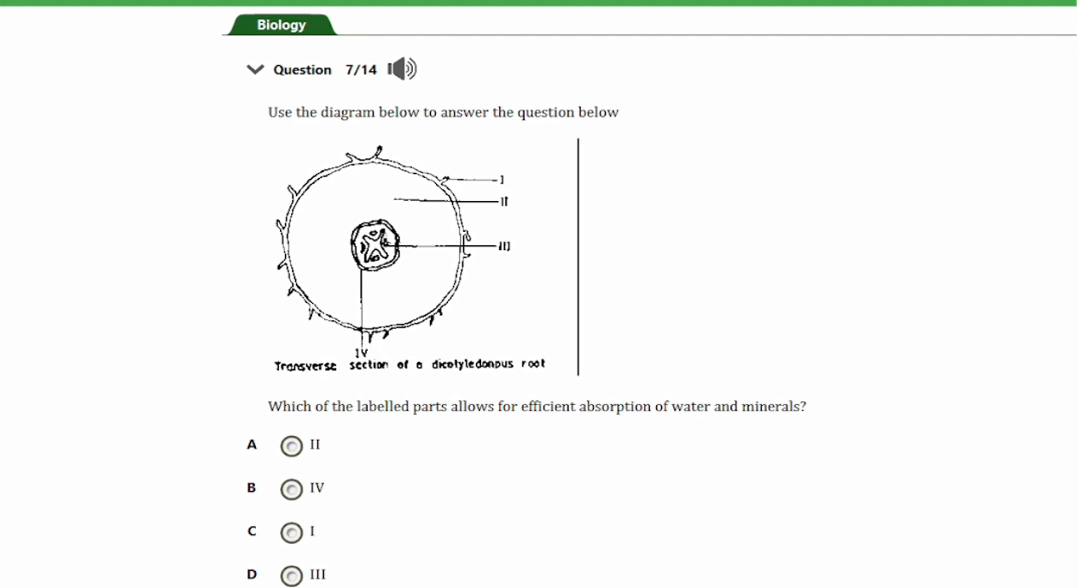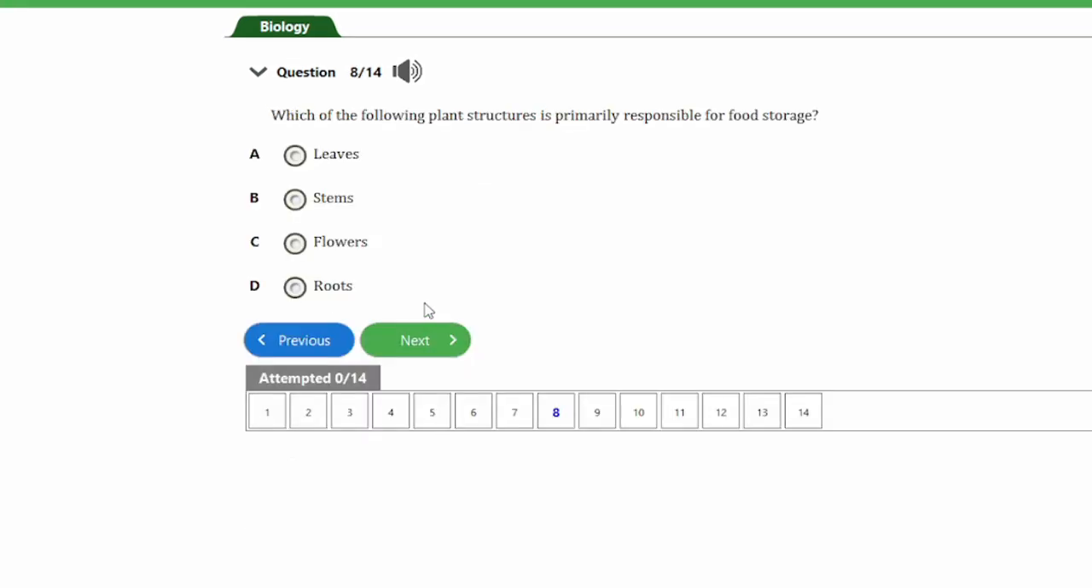The part that provides for effective absorption of water is the root hair. So root hairs are tiny elongated cells that are at the surface of the roots. They are very thin and have a large surface area, which makes them ideal for absorbing water and minerals. So let's look at the next question.